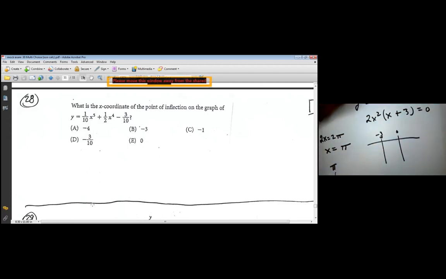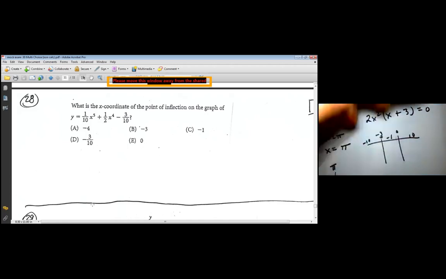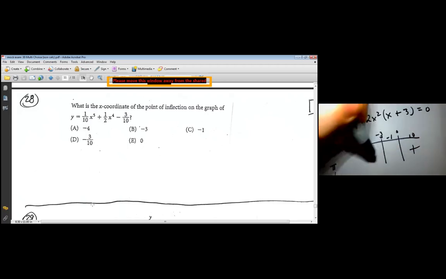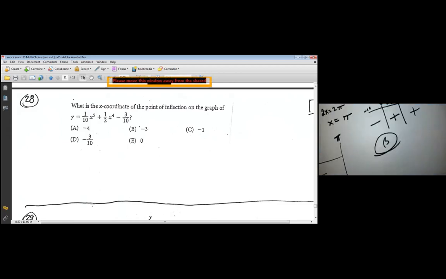All right, so we should test -10, 10, -1. Toss in 10, you get positive. Toss in -10, we get negative. Toss in -1, we get positive. Okay, so it only changes at -3. So where's the x coordinate of the point of inflection? Choice B as in boy.